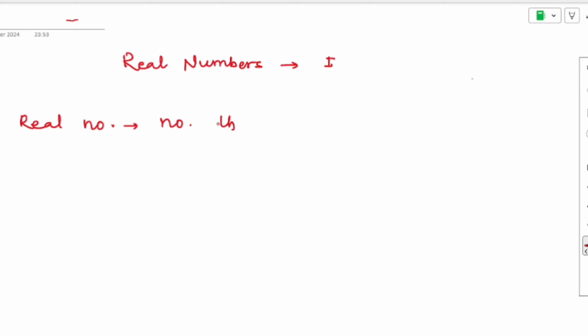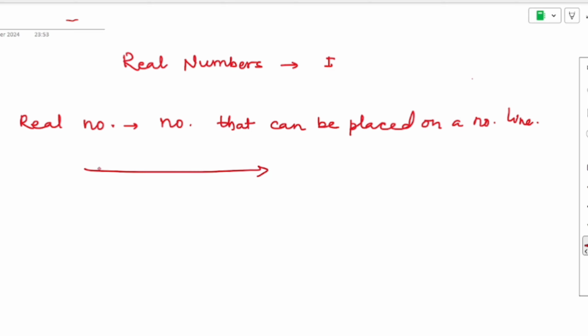Number line, this is a number line. Let this be 0. Here all positive numbers are there and here we get negative numbers. So real numbers are numbers that can be placed on a number line.